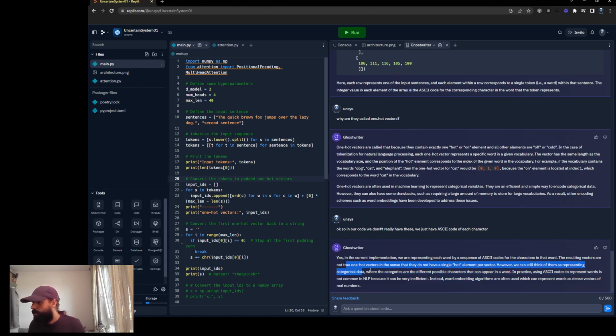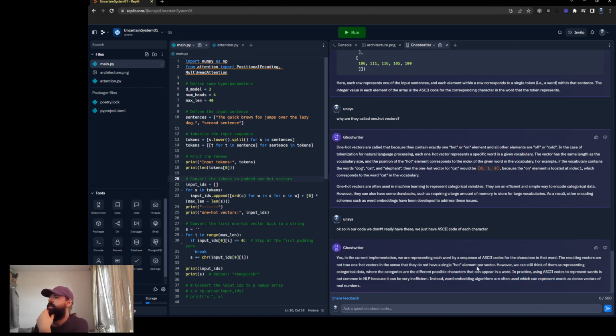Well, the categories are the different possible characters that can appear in a word. In the current partition, each word is a sequence of ASCII codes. For the characters in that word, the resulting vectors are not true one-hot vectors, in the sense that they do not have a single hot element per vector. However, we can still think of them as representing categorical data, where the categories are the different possible characters that can appear in a word. In practice, using ASCII codes to represent words is not common in NLP because it can be very inefficient. Instead, word embedding algorithms are often used, which can represent words as dense vectors of real numbers.